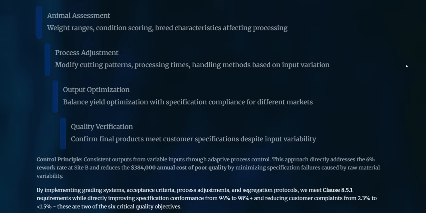By implementing grading system, acceptance criteria, process adjustment, and segregation protocols, we meet clause 8.5.1 requirements while directly improving specifications conformance from 94% to 98% and reducing customer complaints from 2.3% to less than 1.5%. These are two of the six critical quality objectives.